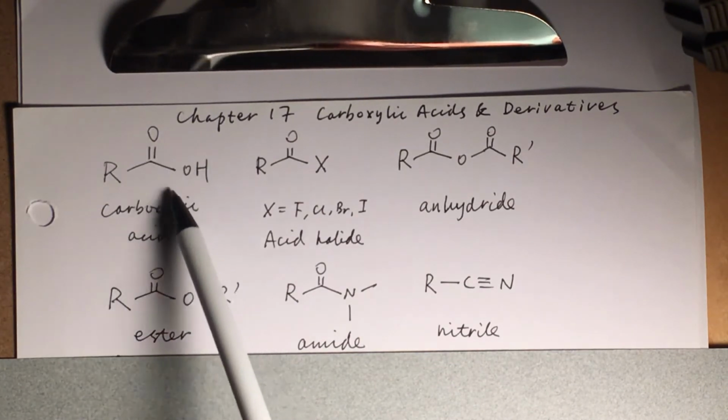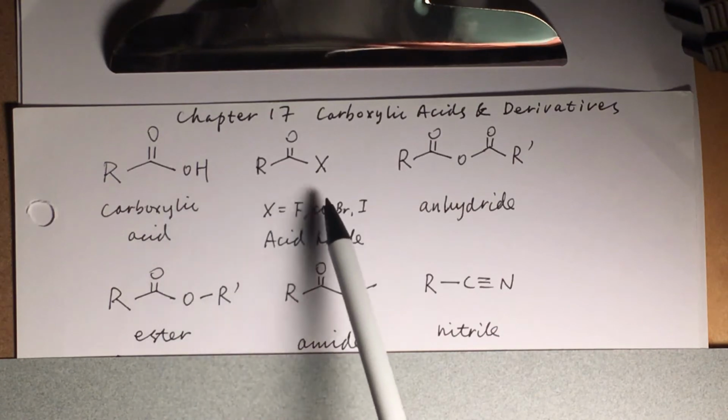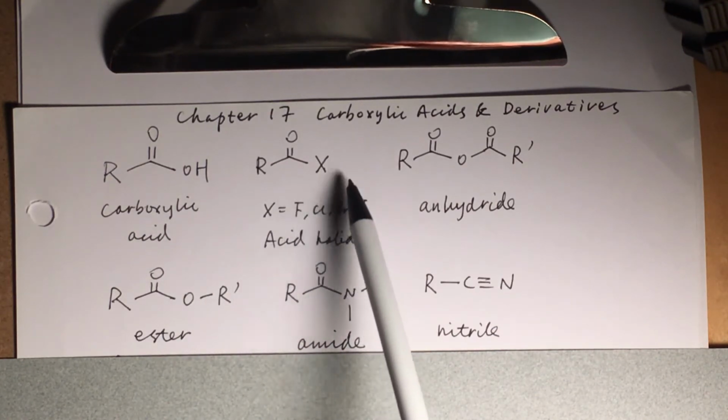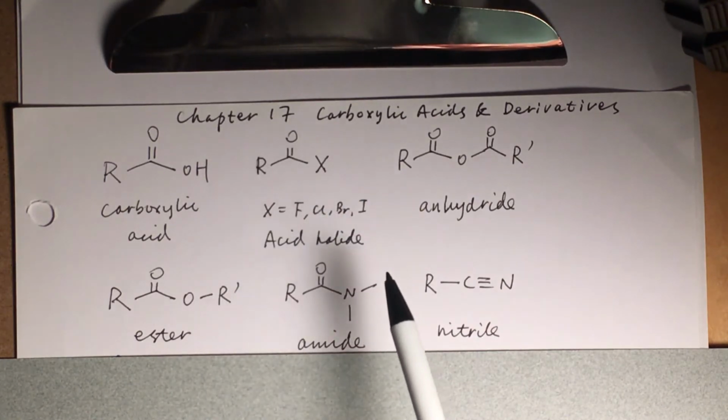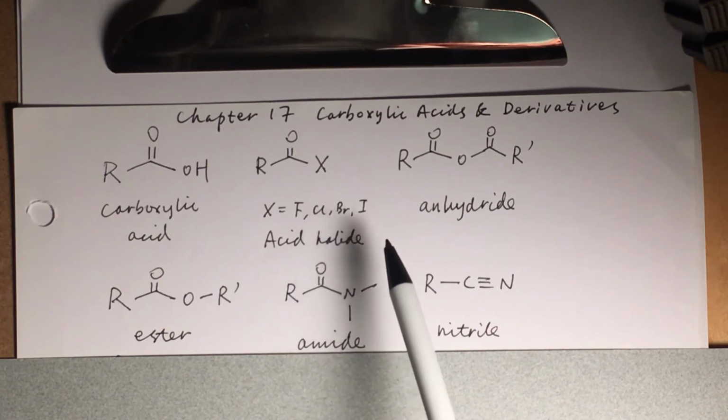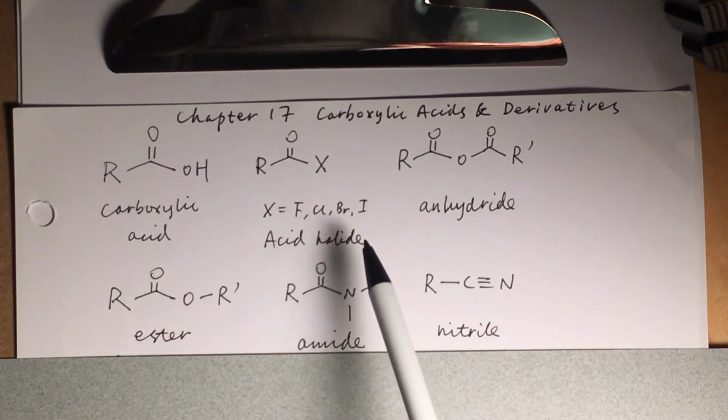And when the OH is substituted with a halogen, which could be fluorine, chlorine, bromine, or iodine, the functional group is referred to as the acid halide. Okay, acid fluoride, chloride, bromide, iodide.